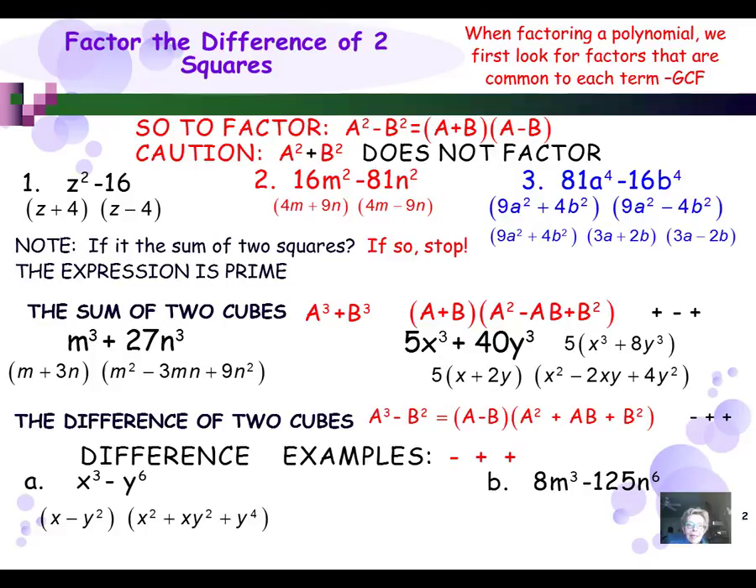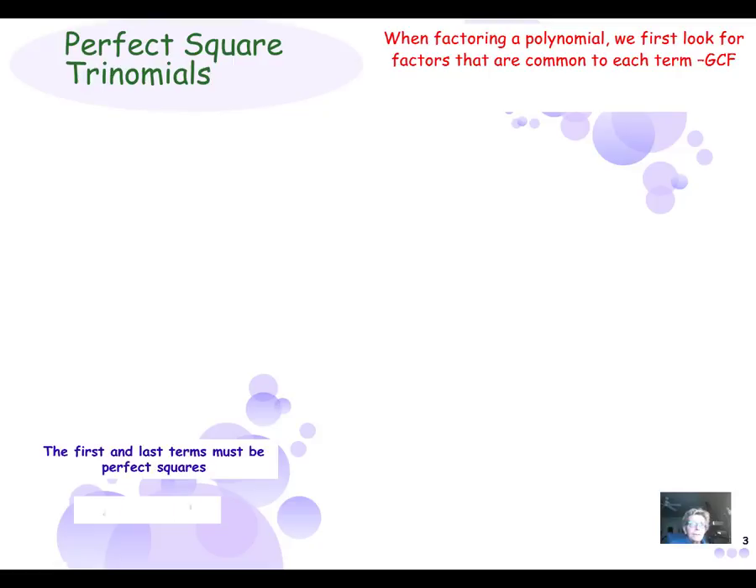My next example is 8m cubed minus 125n to the sixth. Again, perfect cubes separated by a negative, and you'll see the factors below there. Hopefully this is going to help you with the factoring. You'll get very good at factoring.